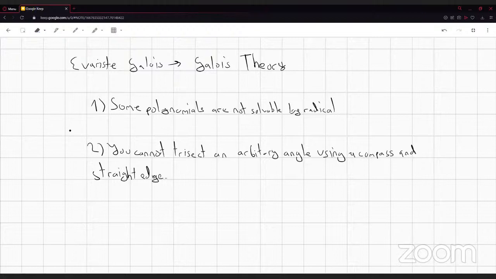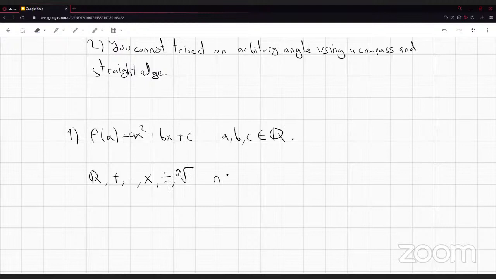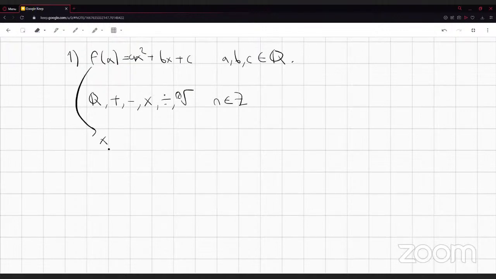The first problem is that, given some polynomial f(x), for example, let f(x) be ax squared plus bx plus c, such that a, b, and c are rational numbers. Our question here is: is it possible to express the roots of f(x) using only rational numbers, addition, subtraction, multiplication, division, and taking the nth root of a number, such that n is an integer? For example, given this f(x), we can express the roots x1 and x2 as minus b plus or minus the root of b squared minus 4ac, over 2a.